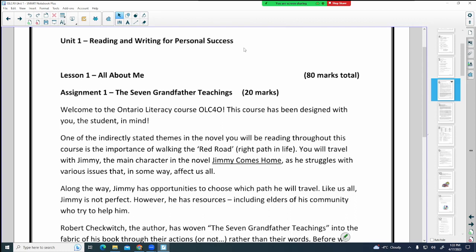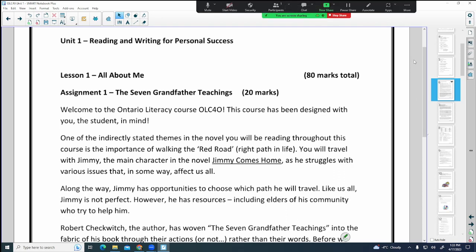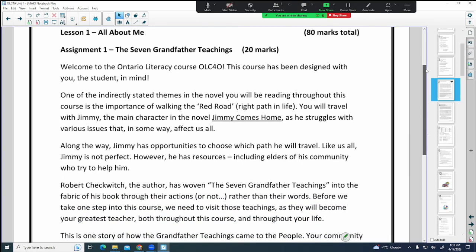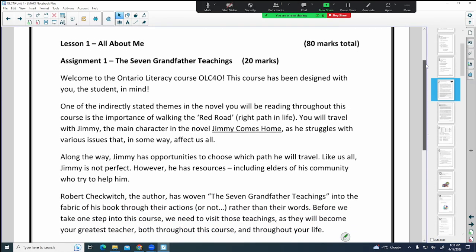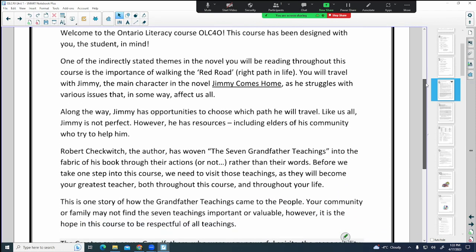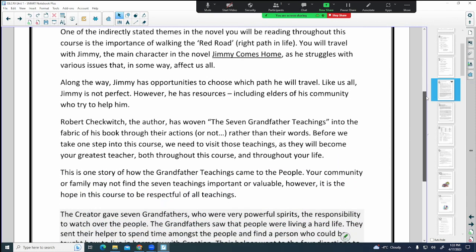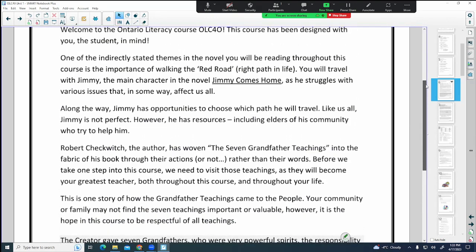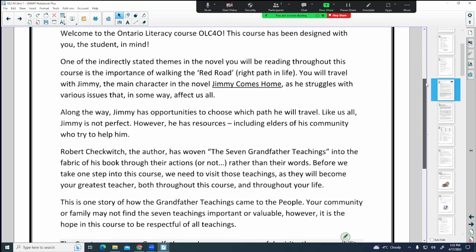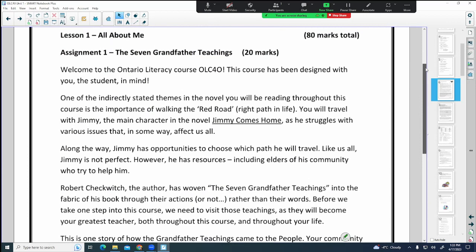So I think this is where some of the confusion comes in with students, right? So it says assignment 1, but in terms of what you actually do, you have to sort of read this. You have to read this material. So this is the backstory. This is the information, right? So you're getting some information about the 7 grandfather teachings.